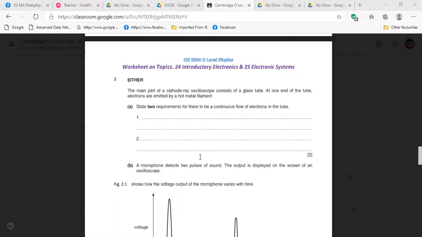Do you have the notes in front of you? Yes, sir. So you check it there. Sir, in the picture there is a vacuum, a cathode, an anode, a heater. And not only in the diagram, it's written in the description. You check the requirements. There should be high positive potential, right? The anode. Requirement.